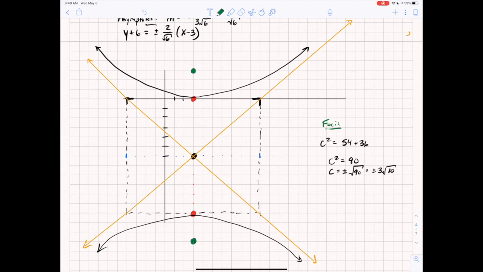And if I wanted to write the ordered pairs for these, I would say 3, and then negative 6 plus 3 root 10.